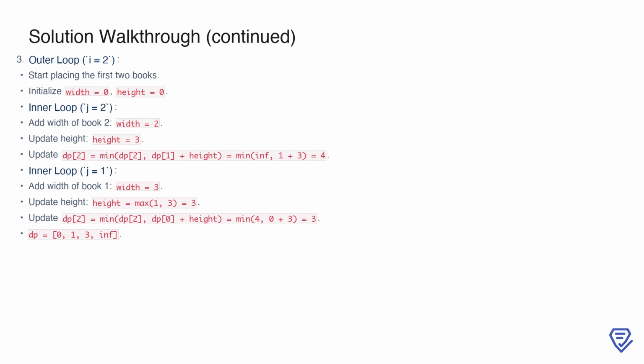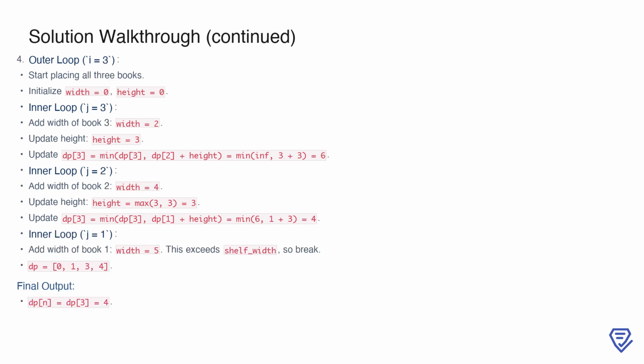Then, we consider placing the first and second books together. Adding the width of the first book brings the total width to 3, which is still within the shelf width. The height for this row becomes the maximum of the 2 books' heights, which is 3. Using this, we update dp[2] again as dp[2] equals min(4, dp[0] plus 3), equals 3. The dp array now becomes [0, 1, 3, inf].